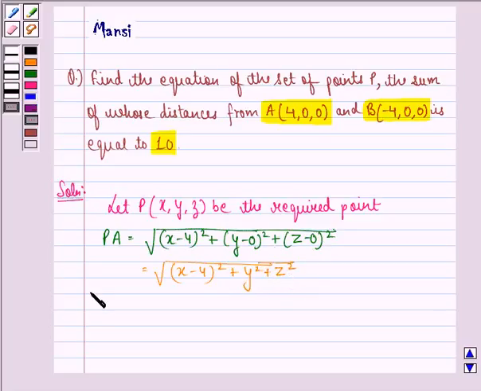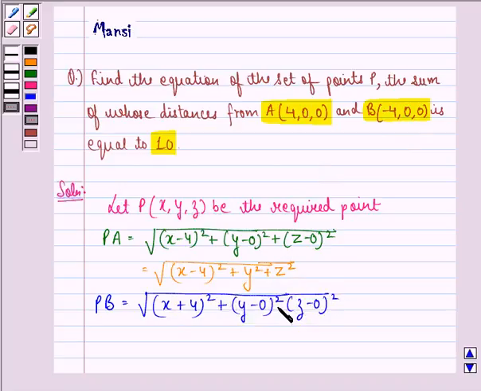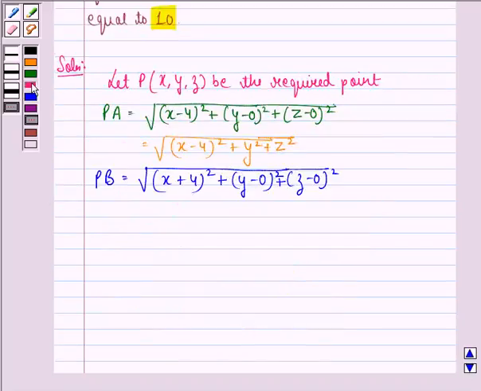Similarly, PB, the distance between the point B and the point P, is given by the square root of (x plus 4) the whole square, because x minus minus 4 is x plus 4, plus (y minus 0) the whole square plus (z minus 0) the whole square. This is equal to the square root of (x plus 4) the whole square plus y square plus z square.